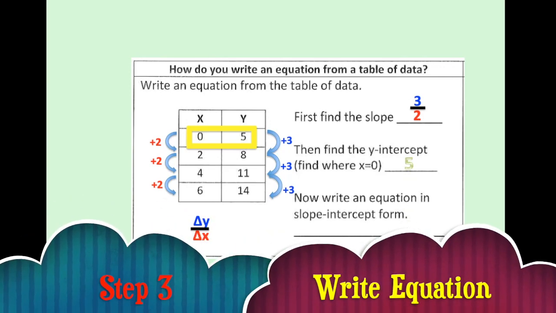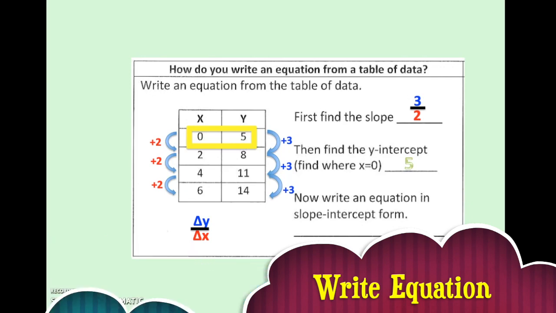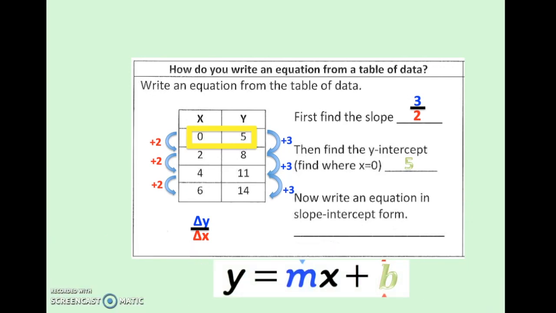Lastly, we're going to write an equation in slope-intercept form. Just to refresh your memory, y is equal to mx plus b. So let's put those components together. Y is equal to 3/2x plus 5.